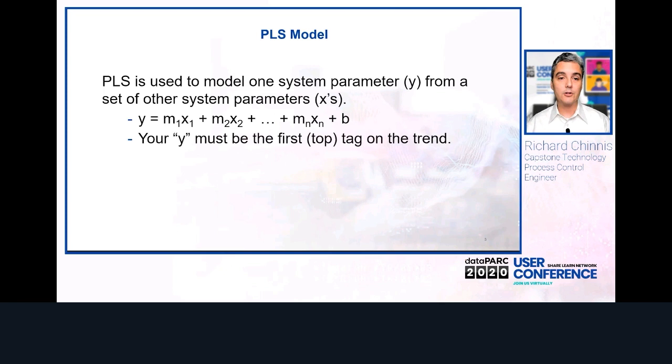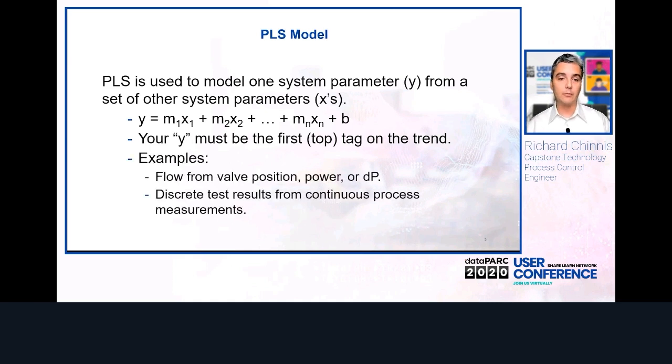Now, since PARCModel is launched from a trend, the way you build the trend affects how PARCModel interprets those tags. So when you're building a PLS model, it looks at the top tag, the very first tag on your trend, and interprets that as the tag you want to be your y. All of the other tags on that trend will be the x's. So PARCModel will try to use those tags to model or simulate the first tag. And we'll see that when we build our example.